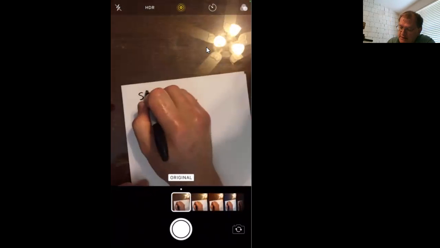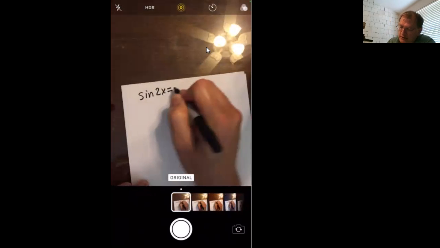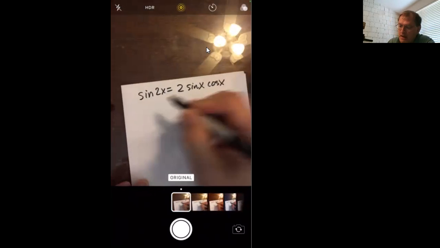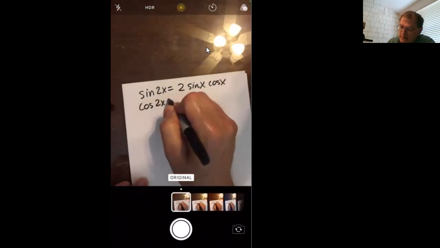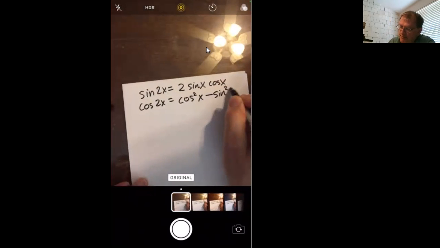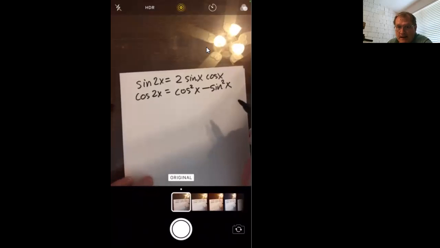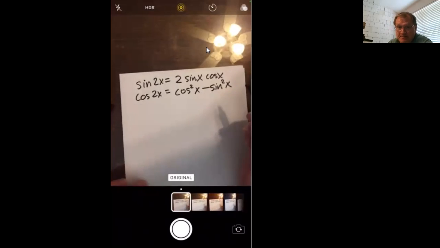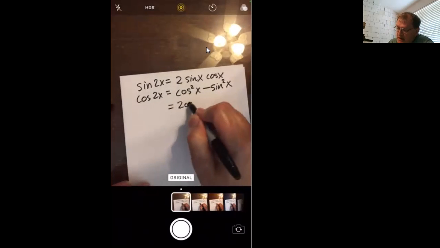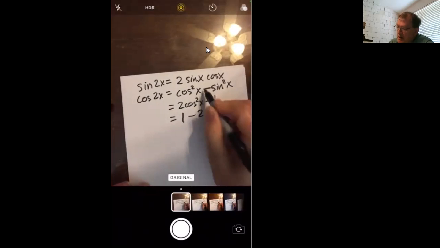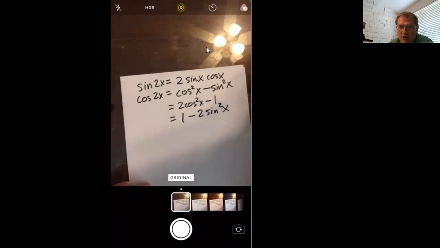Sine of 2x is twice sine times cosine. Cosine of 2x is cosine squared minus sine squared. Remember, if it were a plus, it would just be 1, but it's a minus. It's also twice the cosine squared minus 1, and it's also 1 minus twice the sine squared. All three are correct. They're all equal.